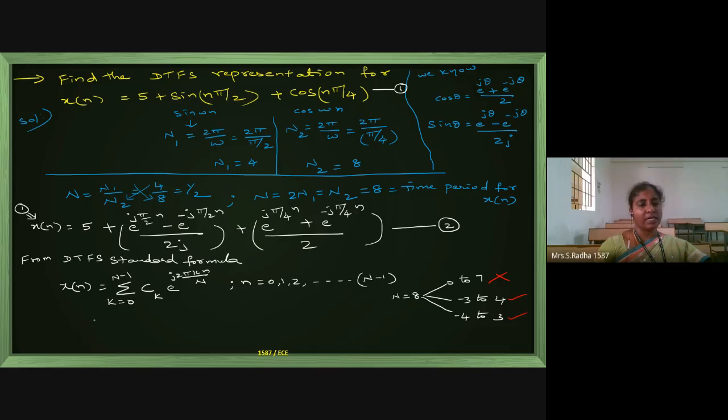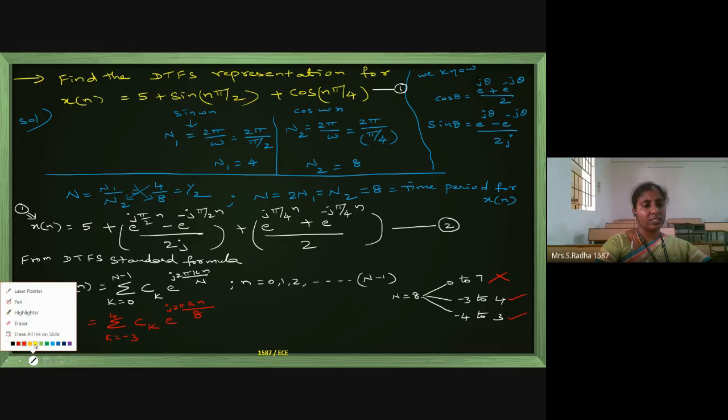So that I will apply now here, summation k equal to minus 3 to plus 4 and then ck e power j 2 pi kn divided by capital N, where the value of capital N is 8. Okay. Now I will expand this.